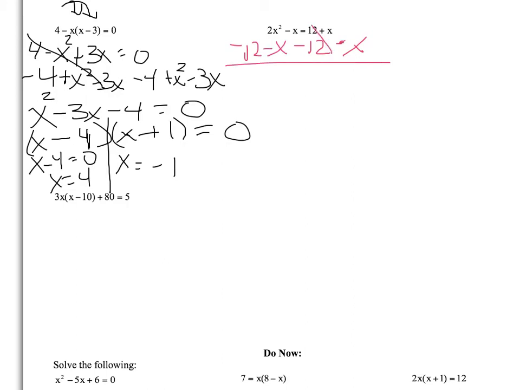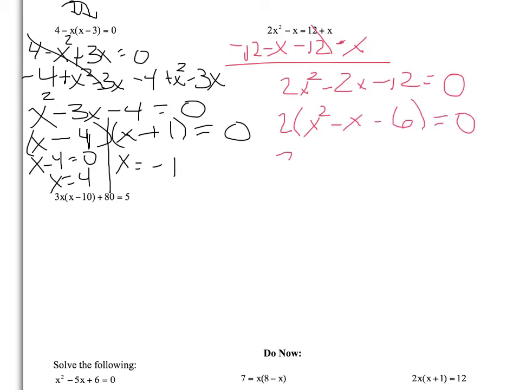Writing it highest power to lowest power, I'll have a 2x squared. Negative x minus x is negative 2x. Minus 12 equals 0. To make this one easier to factor, it's probably easier to take out a GCF. Well, the GCF here is a 2. So when I take a 2 out first, I would be left with x squared minus x minus 6. Then I can just factor the inside.